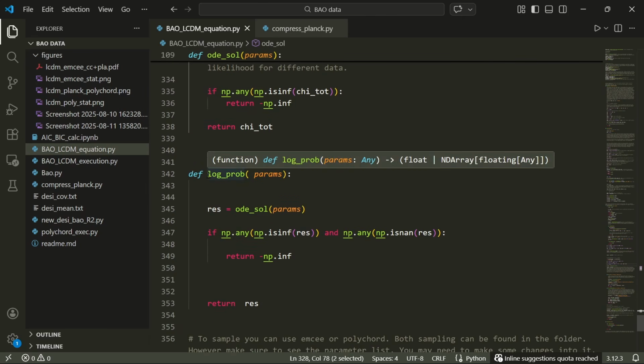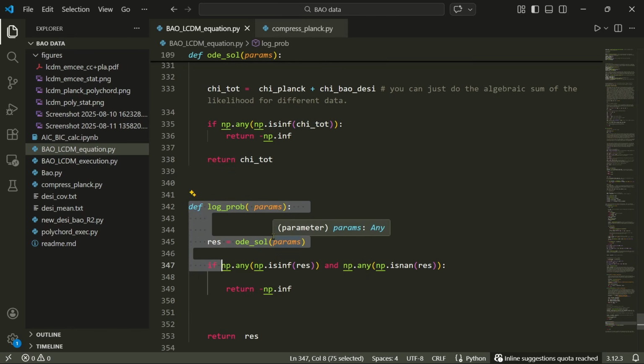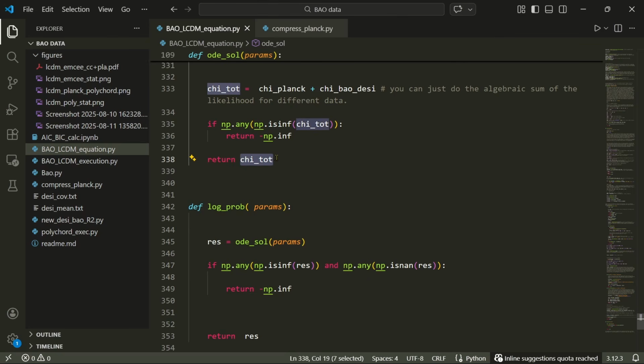So now I have defined as a log probe whatever the chi total is, whatever the ODE is giving you. I have taken this and made another block called the log probe. Whatever the value, it will return just one value. No matter how many datasets you are using, it will simply give the sum of all these chi totals.